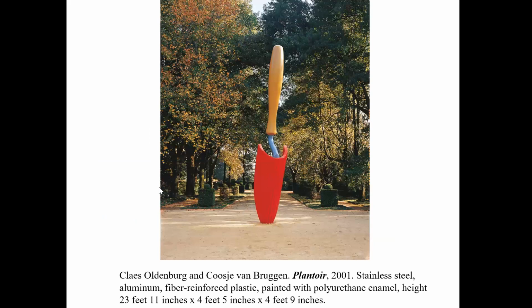So here's an example of scale. Plantoir by Claes Oldenburg and Coosje van Bruggen, his wife. Plantoir means trowel in French. So you have a giant trowel, 23 feet high in this garden. So obviously the scale is way off. It's out of scale from what a normal trowel would be, say 8 inches long or so. And this one is giant. So I think the visual interest comes from a kind of comedic aspect, right, of the trowel being too large for the situation that it's in.